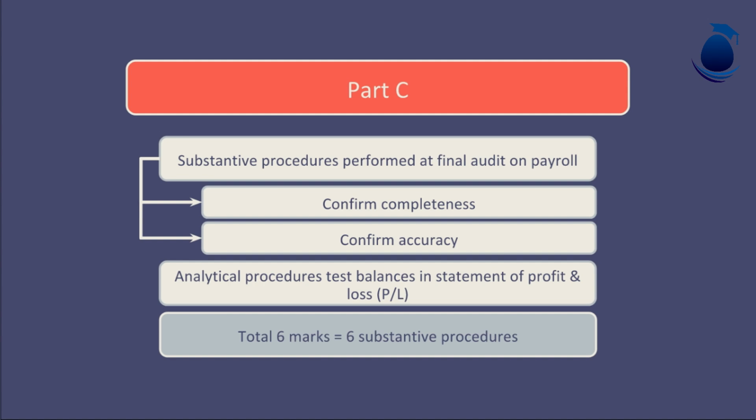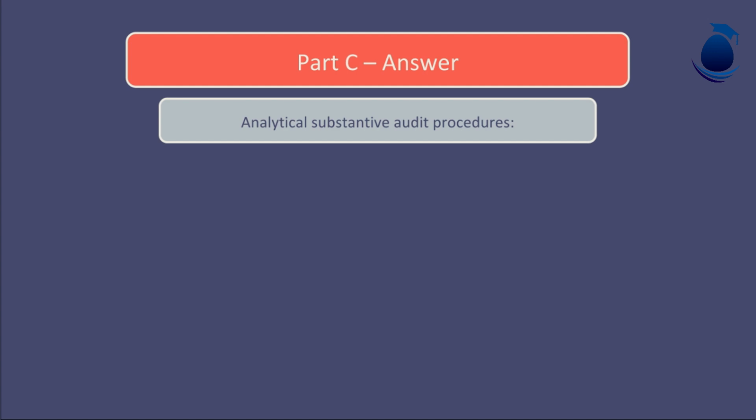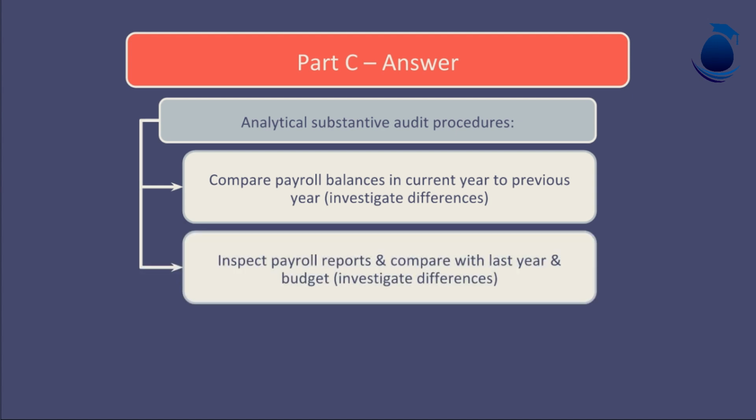Remember that this method is very effective for the auditor to identify anything unusual that could be investigated further. It is therefore very good when testing for fraud. 3 good substantive audit procedures for payroll are as follows. The auditor should compare the payroll balances in the current year's financial statements to the previous year and investigate any significant differences. The auditor should also inspect the monthly payroll reports and compare the monthly charges to the charges in last year's report and the budget or forecast for the year. Any significant differences should also be investigated.